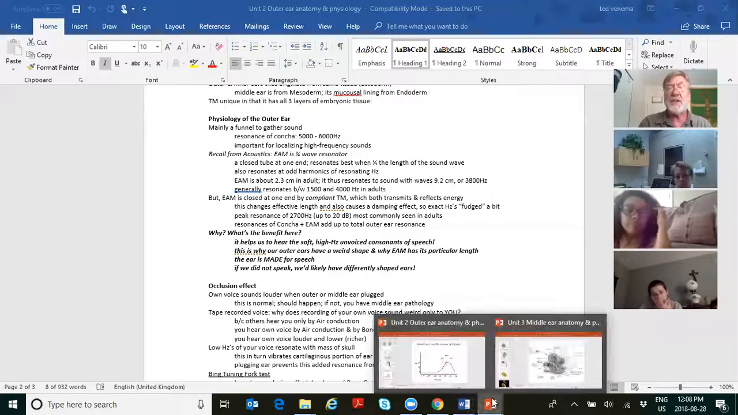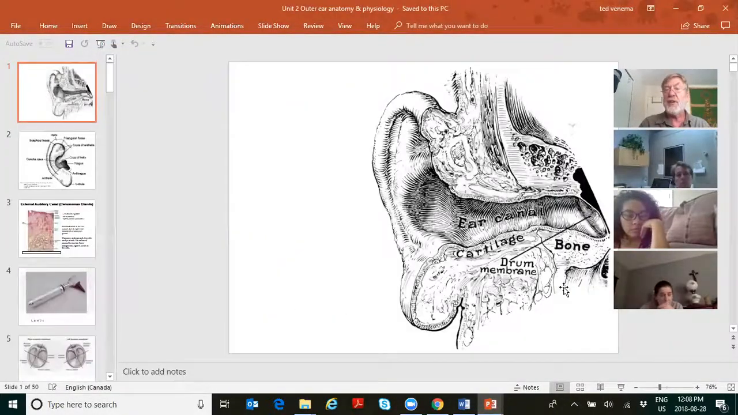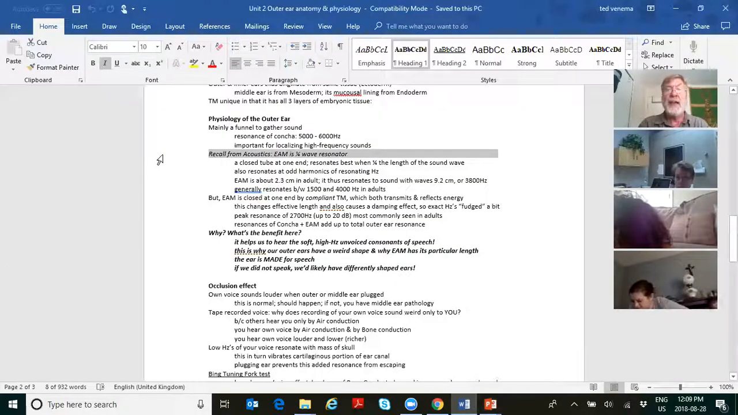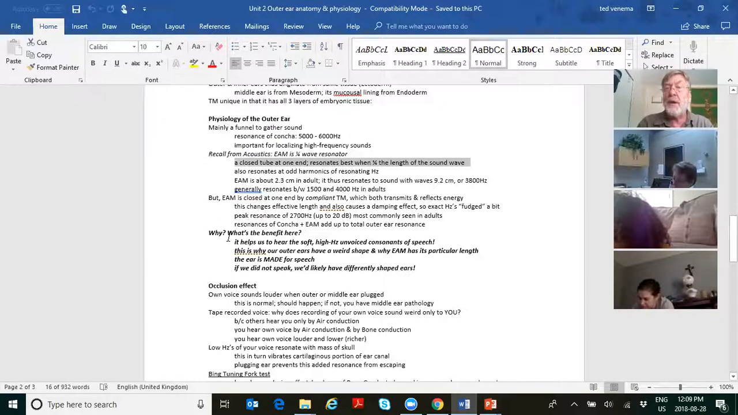Because your ear canal is also a cylinder closed at one end. Let's look at that in our PowerPoints so that we're not just talking Dixie here, we're talking reality. If I go to the original slide here, it's shaped like a cylinder and it's closed at one end. Any object that's a cylinder closed at one end is called a quarter wave resonator. Let's go to our notes. The EAM, or ear canal, is a quarter wave resonator, and it means it's a closed tube at one end.